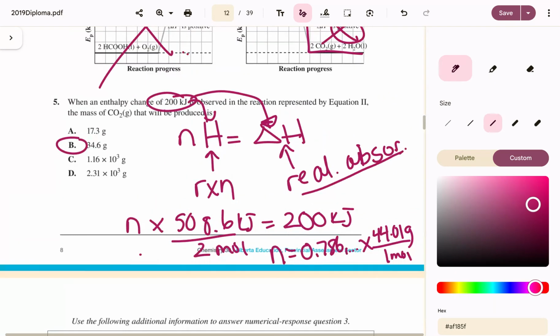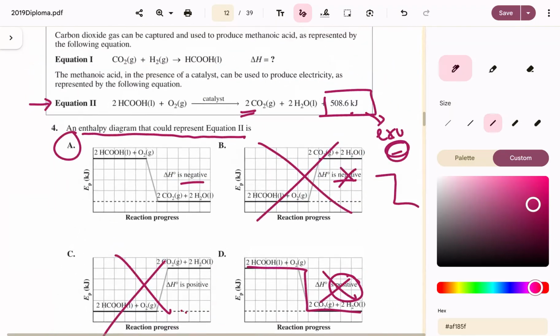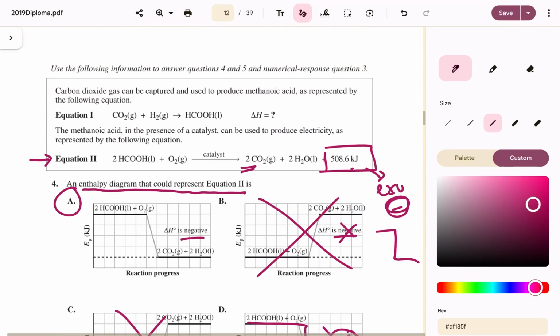And if we go back up here to equation 1, we don't know the delta H. So if you don't know the delta H to begin with, we don't know if it's endo or exo. But we can find it using what we know, and that would be using page 4 and 5 of your data booklet and using Hess's law short.